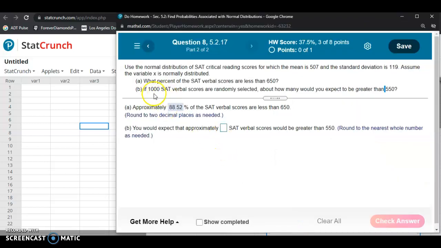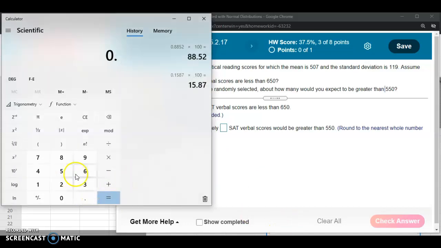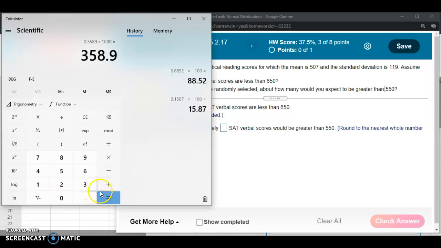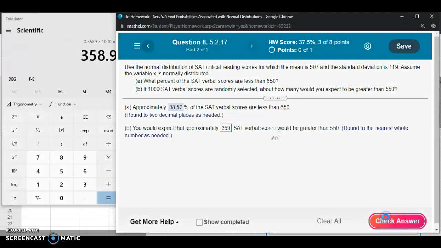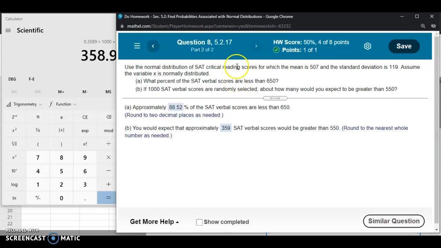So whatever number this is, multiply it by the probability as a decimal, so 0.3589, multiply by 1,000, and we're going to round that to the nearest whole number, so 359 rounded to the nearest whole number would be the answer. So 359 is the answer. And that completes question 8.